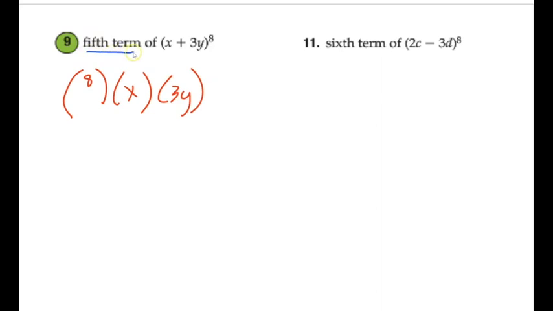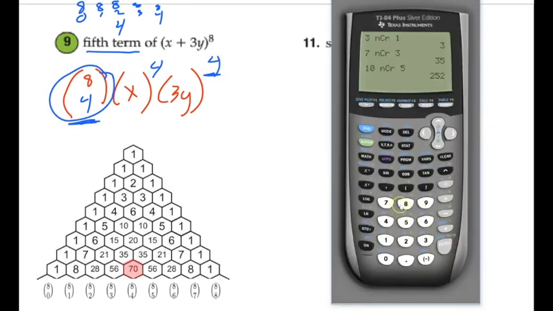Now I said it wants the 5th term. That's really the 4th because it's going to be A4, because we start at A0, A1, A2. It's going to be A4, the 5th one. And whatever that one is matches the one right here, and these two add up to 8. So again, I got another 4. 8 choose 4. You can do it by hand, Pascal's triangle. We're going to do it with a calculator real quick. 8, math over probability, NCR. Hit 4. You get 70.